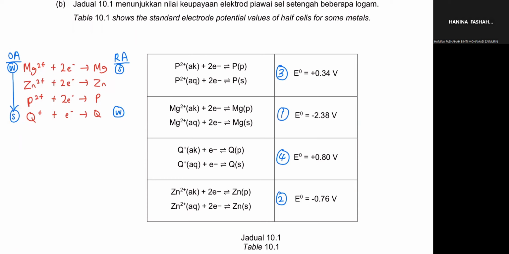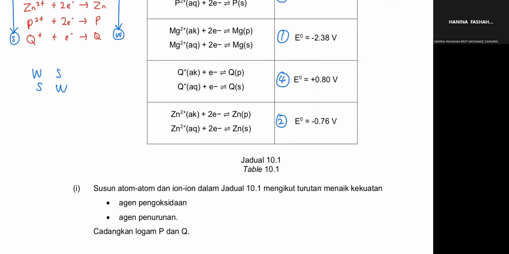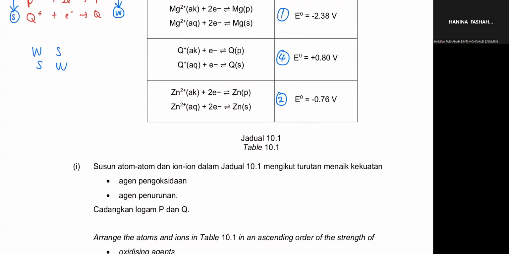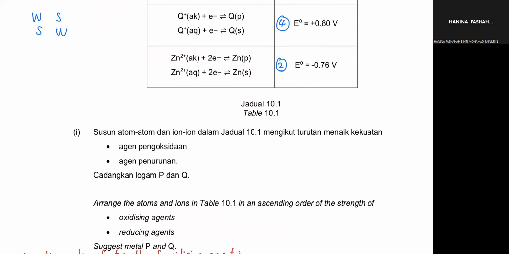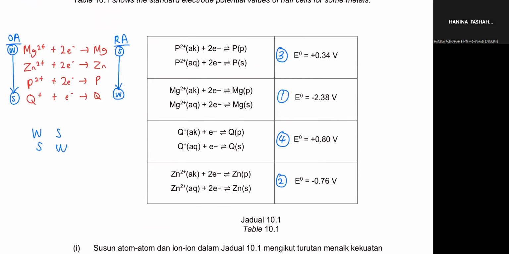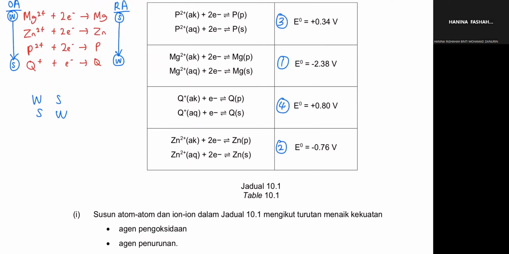If it is reducing agent, weak, weak, strong, strong, weak, weak, strong, strong, weak. Look like this. So then they ask you to explain. First of all, they ask you to arrange. Then they ask you to suggest which method for P and Q. Actually, P and Q is not the real one. You have to explain. You have to suggest what method.